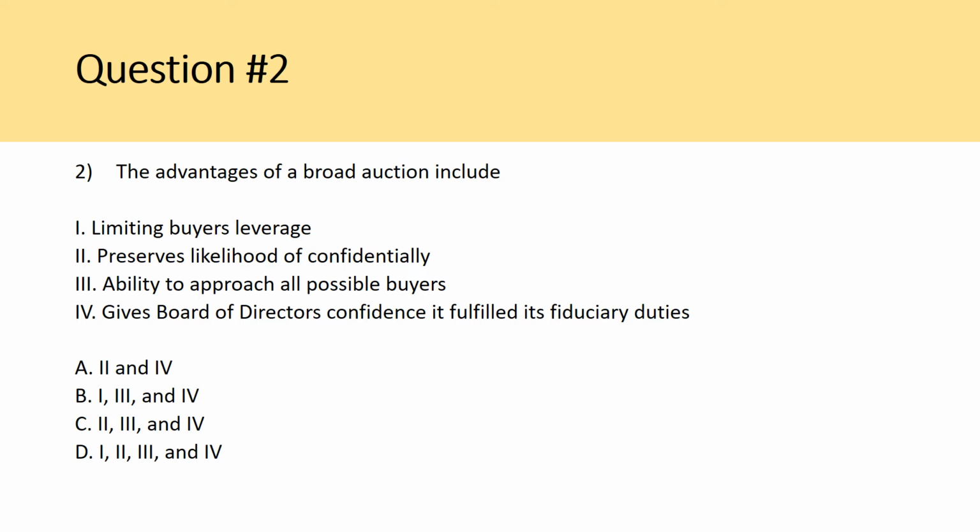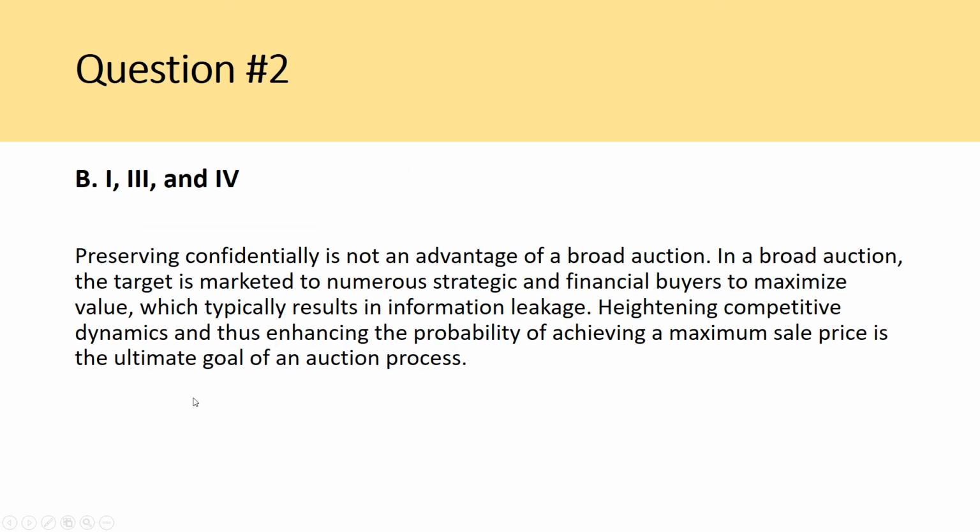And then 4, it gives the board of directors confidence it fulfilled its fiduciary duties. Well, the board of directors represents the shareholders, which represents the maximization of shareholder value. Therefore, with a broad auction, you're maximizing shareholder value by driving competitive bidding. Therefore, 1, 3, and 4 would be correct, while 2 would be wrong. So the answer would be 1, 3, and 4. So it would be B. So preserving confidentiality is not an advantage of a broad auction.